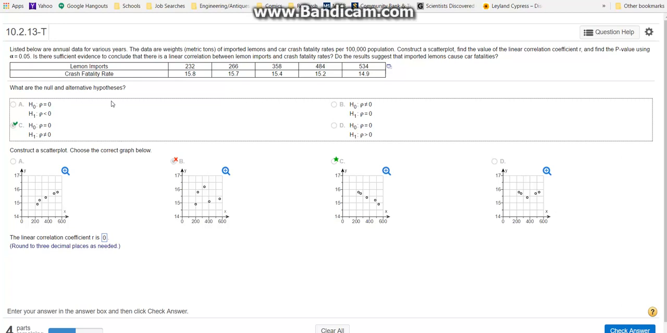Well, for any correlation type of test, which is what this is, it's going to be a two-tail test. So the null is going to be that the correlation is 0. The alternative is going to be that the correlation is not 0. Okay, so there's the null and alternative.